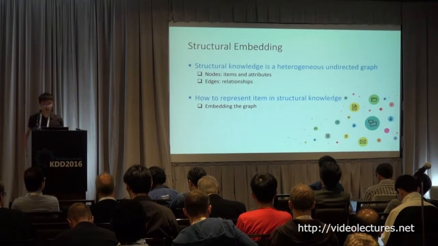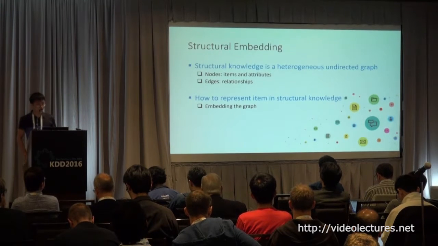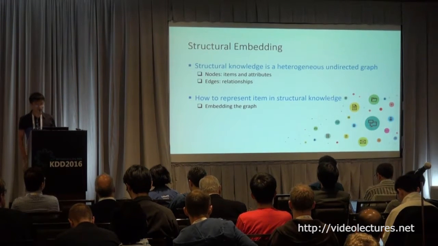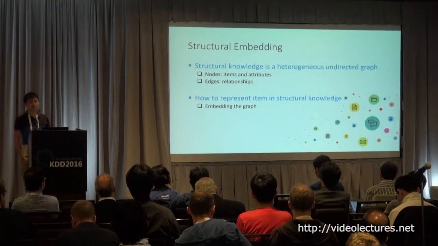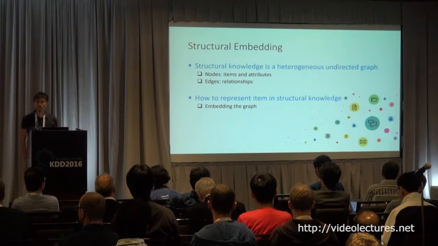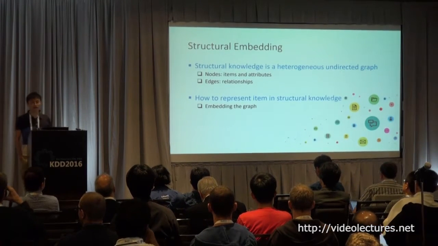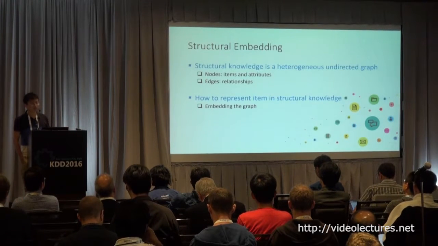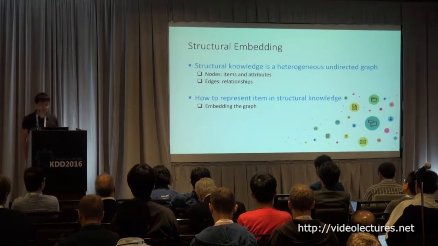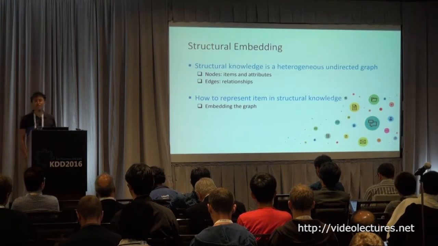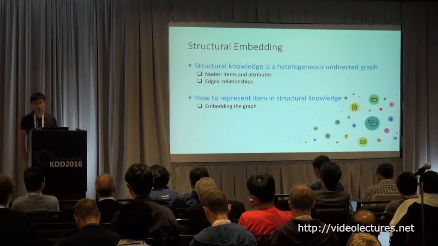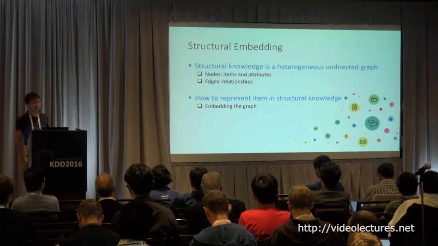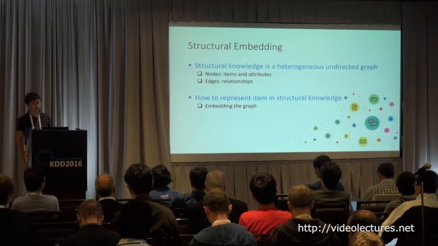So first, let's have a look at how structural embedding is applied to structural knowledge. As we know, structural knowledge is a heterogeneous, undirected graph. It has nodes and edges. The nodes are the item entities and their attributes, and the edges are the different types of relationships between them. This heterogeneous graph is very huge, heterogeneous, and very sparse. So how can we learn a semantic representation for the items in this knowledge graph?